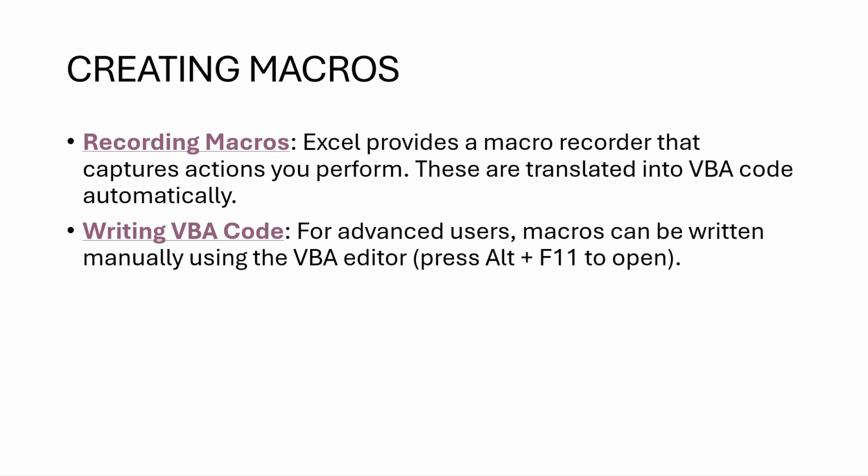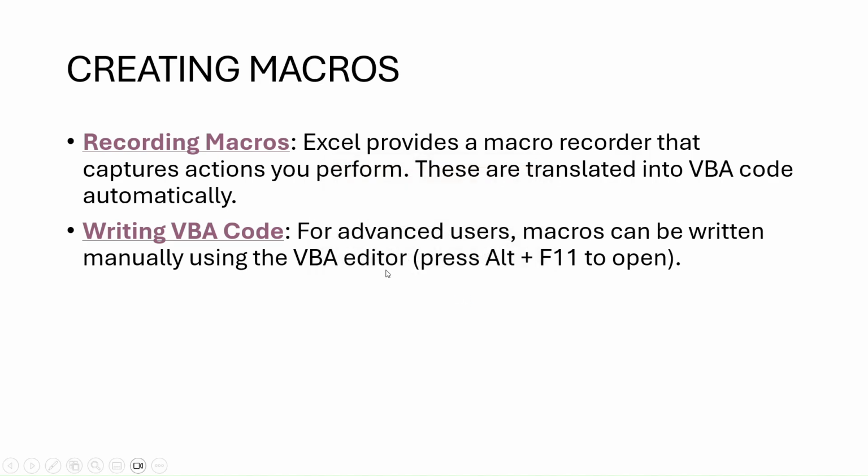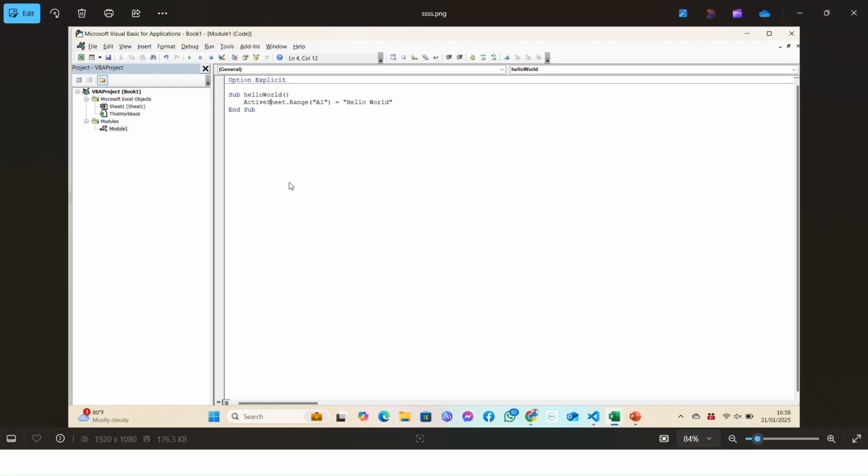We can also create macros by writing. For advanced users, macros can be written manually using the VBA editor. To open the VBA editor in Microsoft Excel, press Alt plus F11. And if you do that, you're going to see this window popping up. So this is where you can write your code. For example, this code right here writes hello world on cell A1 on the active sheet.